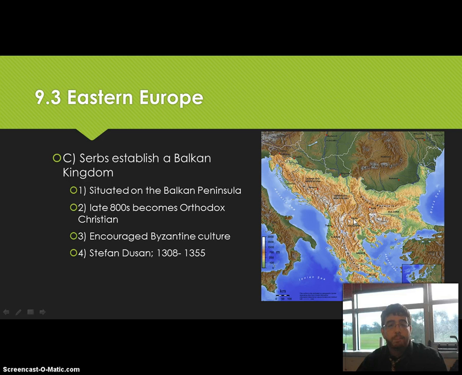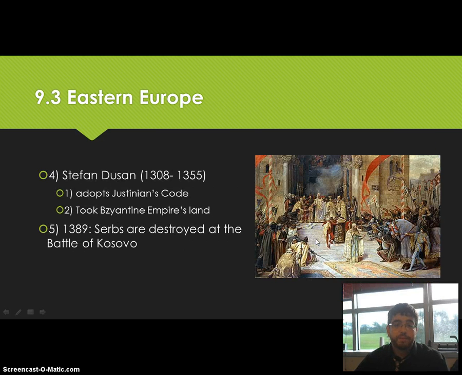Their main person that you know is a guy named Stefan Dusan. He was ruler from 1308 to 1355. A little bit more about him. He adopts Justinian's code, and he actually takes the Byzantine Empire's land. So he starts expanding his tiny kingdom and starts invading and taking over more places. But in 1389, the Serbs are destroyed at the Battle of Kosovo, and it kind of just disappears from there.